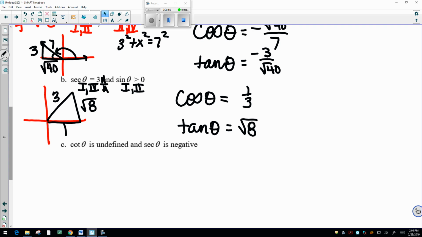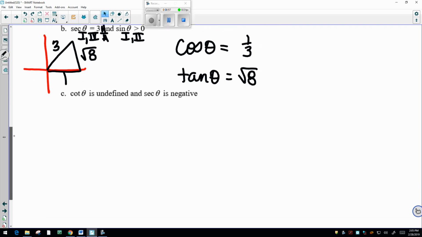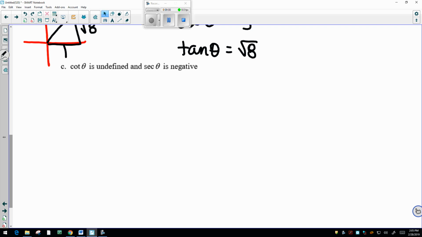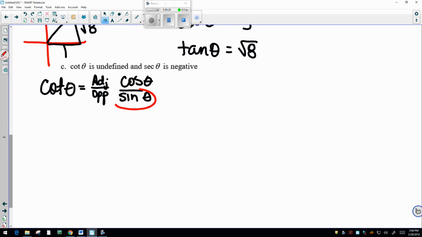Our next one is going to be a little thought-provoking. So we know cotangent is undefined. Cotangent, if I were to think of the ratio of cotangent, I know it's the reciprocal of tangent. Tangent's opposite over adjacent, so this has to be adjacent over opposite. We also know that tangent is defined as sine over cosine, so this would be considered cosine over sine. And if this were to be something that's undefined, that means sine has to be 0.